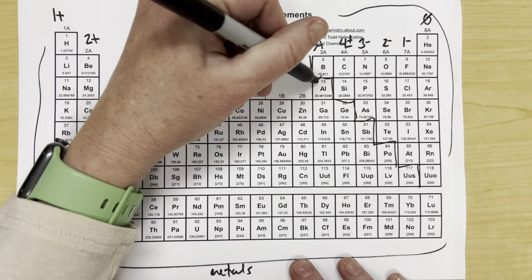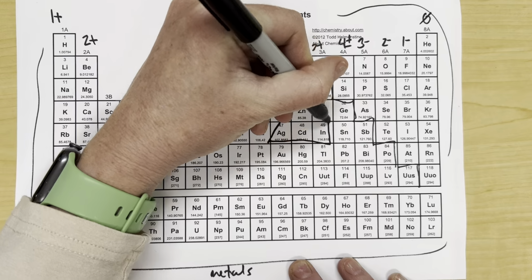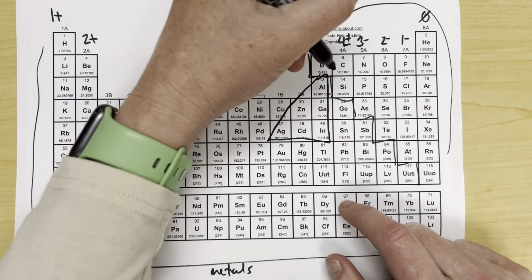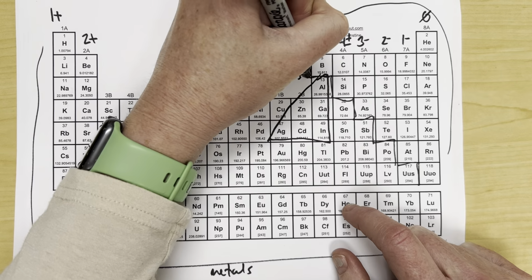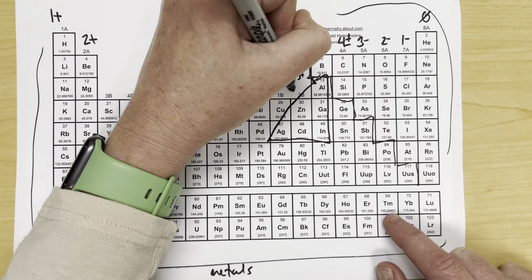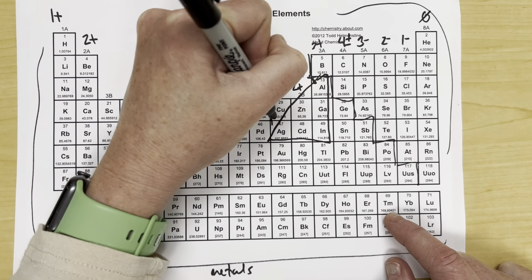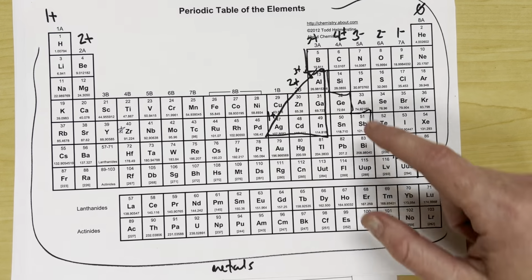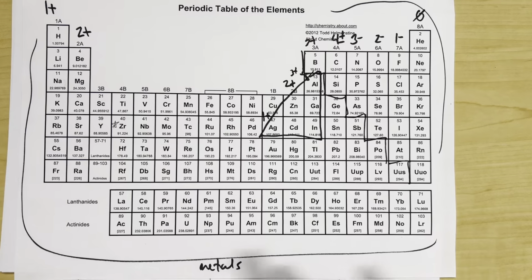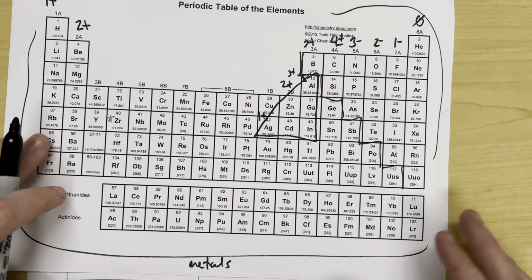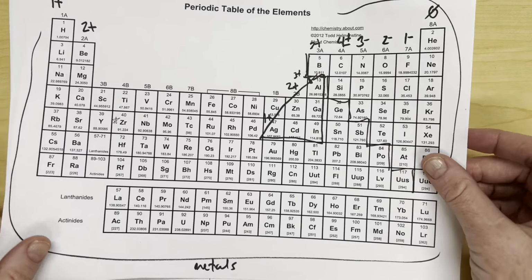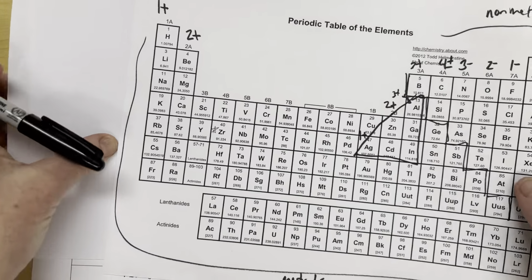The other thing we're going to want to do is this. Like that, okay? These have a 3 plus charge. These two have a 2 plus charge. And this one down here is a 1 plus charge. So silver's 1 plus, zinc and cadmium are 2 plus, and aluminum, gallium, and indium are 3 plus. All right. So once we have that all kind of set, we can even look at polyatomic ions.